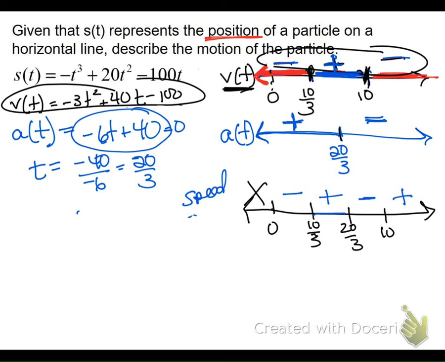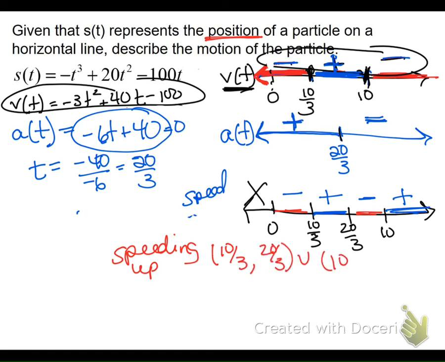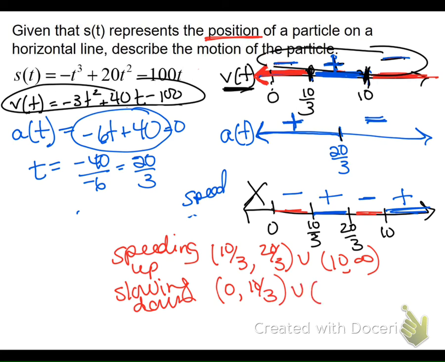So what does this tell me? Okay, speeding up is when the signs were the same. That would be this. Slowing down is when the signs are different. That would be this and this. Okay, so speeding up, velocity and acceleration have the same sign from 10/3 to 20/3, and from 10 to infinity. Slowing down, when velocity and acceleration have opposite signs, that's 0 to 10/3 and 20/3 to 10.